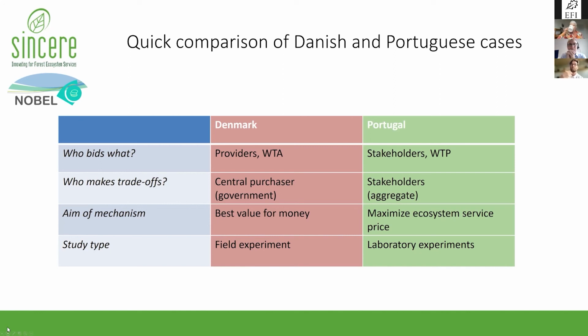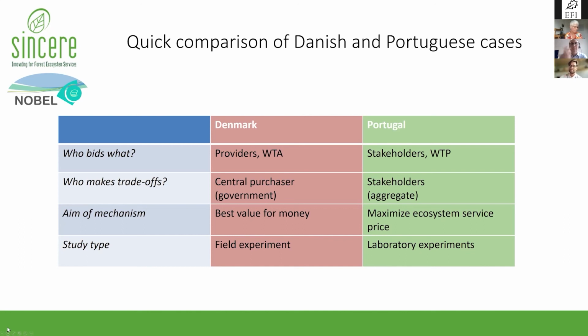And in the forward auction, the competition wasn't between landowners, but between the alternative bundles. So stakeholders are donating money to purchase their bundle. And in doing so, they're making trade-offs themselves. So that mechanism is designed to drive up the valuation of the ecosystem services, not necessarily target the minimum price.